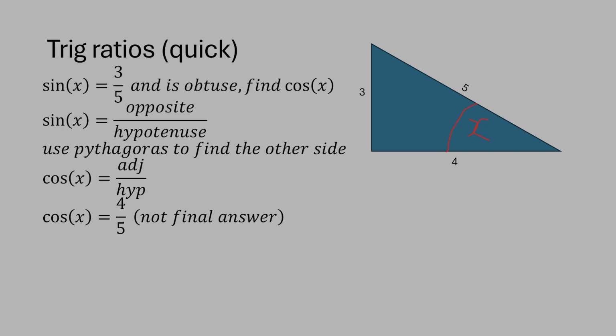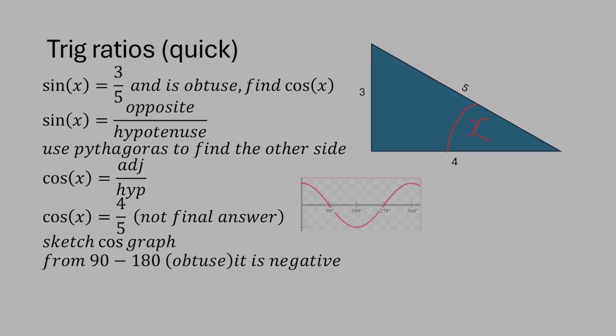Next, we know that cos x equals adjacent over hypotenuse, which means that cos of x would be 4/5. That would be the initial value, but we don't actually know if it's positive or negative yet, because what we need to do now is use the cos graph. So if we draw it out, we know that it's obtuse. So from 90 to 180, that's obtuse, and you can see that it is negative for the entirety of the obtuse period of the wave here, which means that the answer is going to be negative. So cos x equals negative 4 over 5.